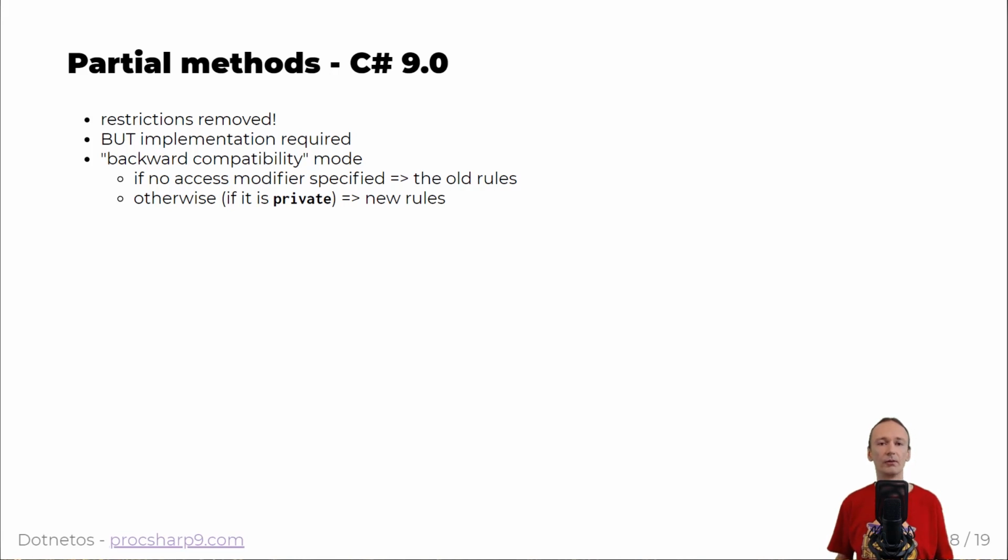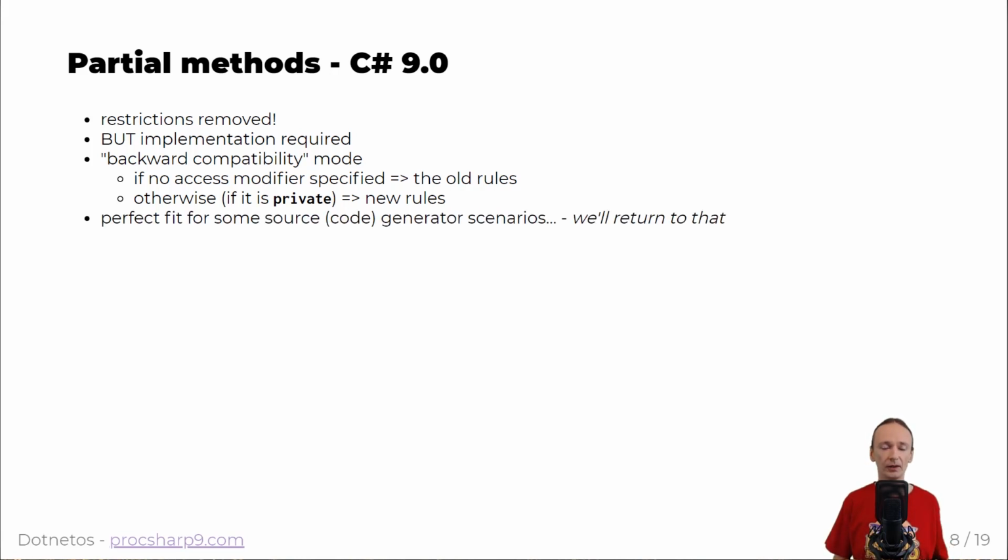And for example, if there is no accessibility modifier specified, like public or private, the old rules are applied, so the rules before C#9, with all those restrictions and so on. Otherwise, if there is an accessibility modifier, even if it is private, so in terms of behavior it is the same as the previous partial method, but the accessibility modifier is provided, the new rules are being applied in C#9. And as you will see, this is a perfect fit for the code source generators in C#9. We will return to that in a moment.